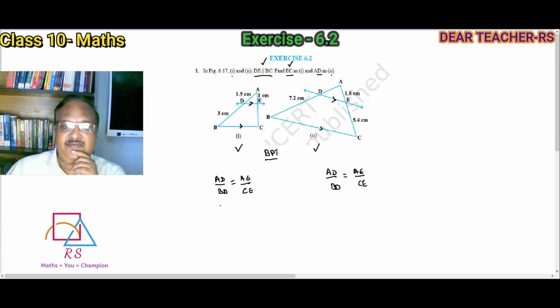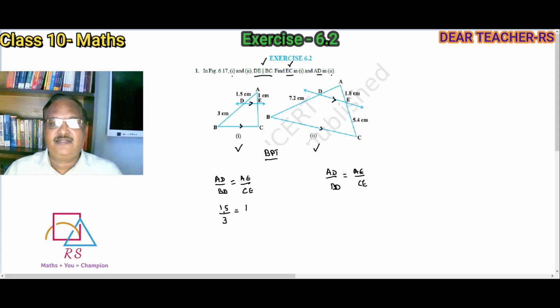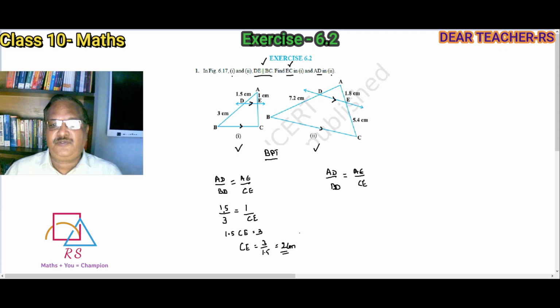Now AD is given 1.5 centimeters, I am not writing centimeters. BD is equal to 3, and AE is equal to 1, and CE is CE only. So cross multiply it. 1.5 CE is equal to 3, and CE is equal to 3 upon 1.5 is equal to 2. So CE is equal to 2 centimeters.